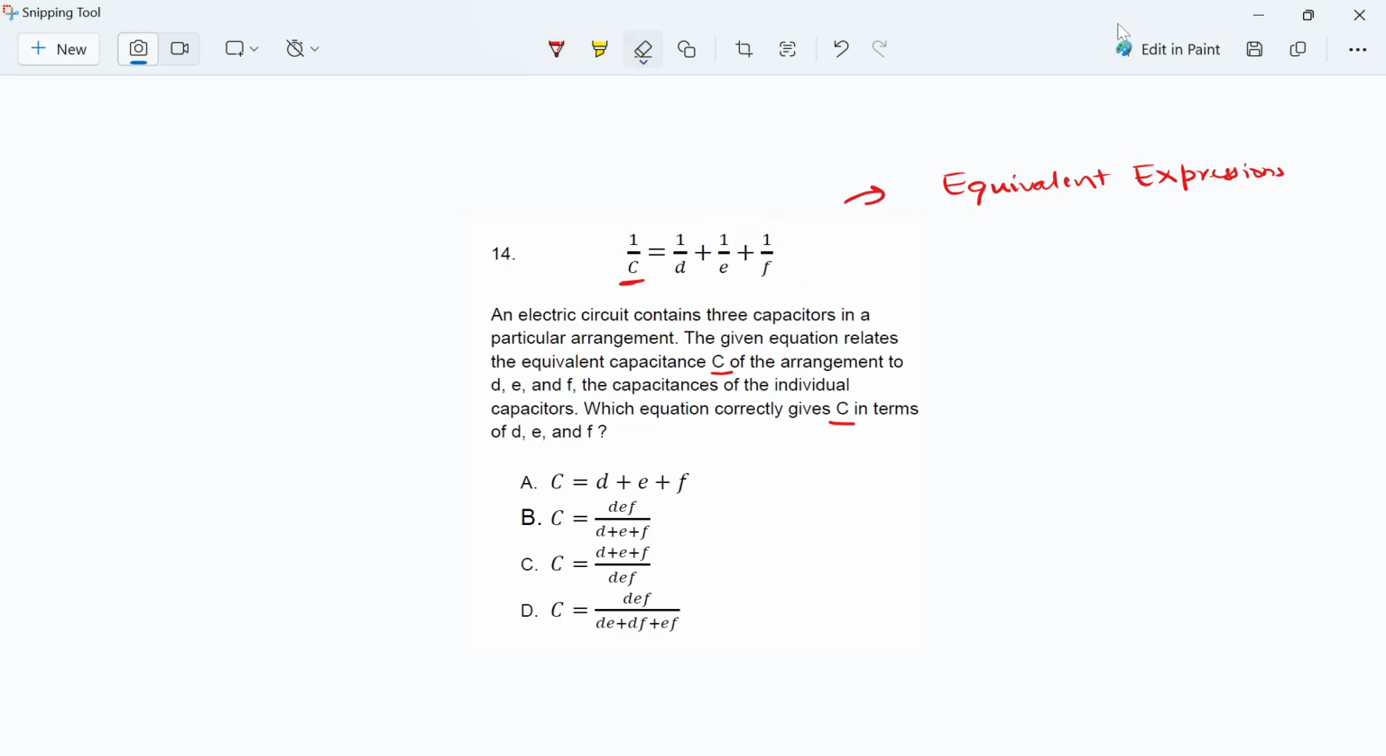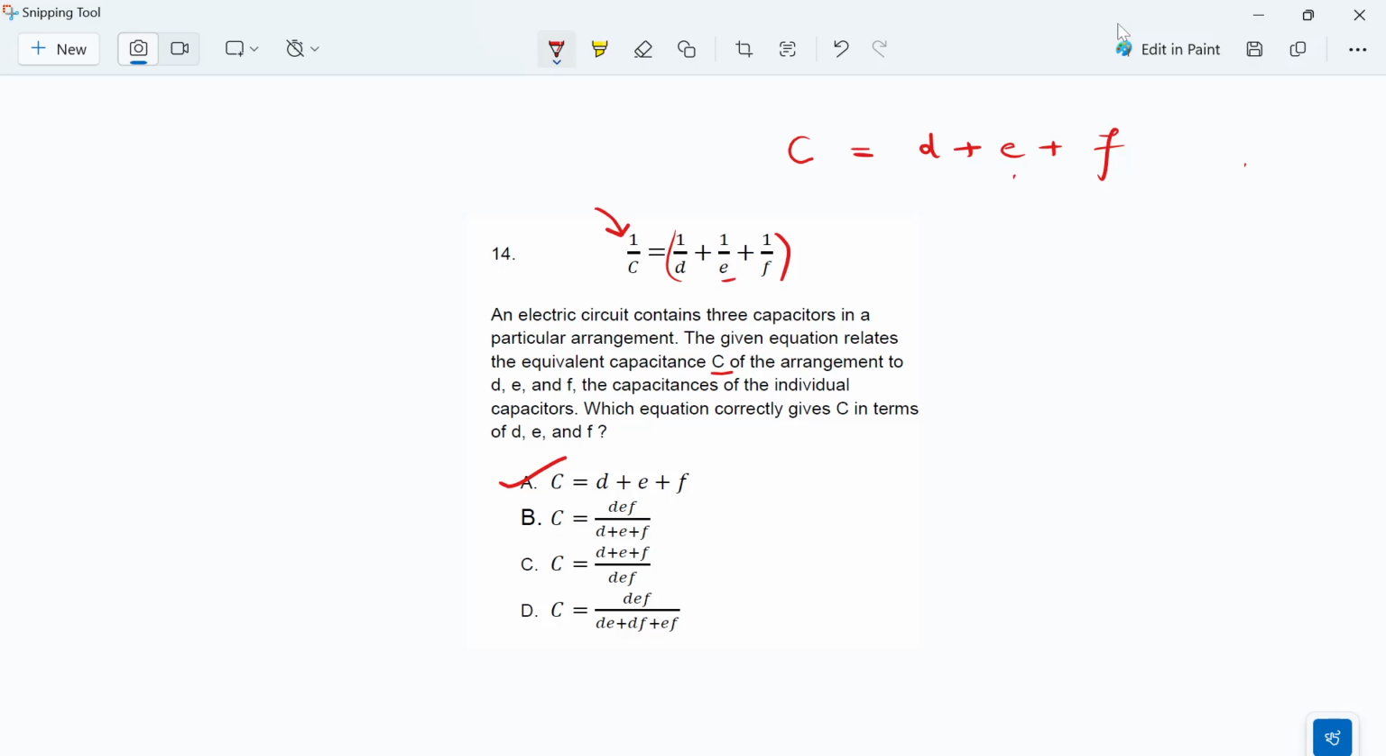Now, I have seen that some students make this mistake: they simply take the reciprocal on both sides. When you take the reciprocal on the left hand side, the reciprocal of 1 over C will be C, that's correct. But then they take the reciprocal of each term on the right hand side separately. So 1 over D becomes D, 1 over E becomes E, and 1 over F becomes F, and they select the first option.